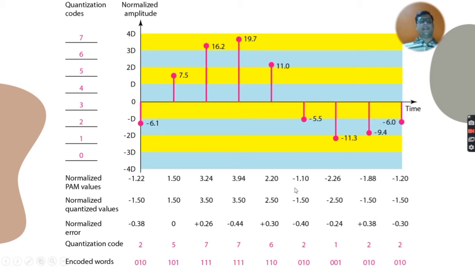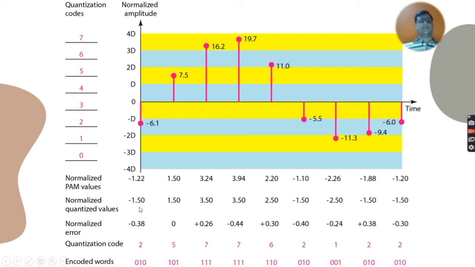Okay. So here you can see the normalized quantized value is identified first. First of all, we are going to identify the normalized PAM values. Now normalized PAM values are represented with the normalized quantized value. So the normalized quantized value means it is the nearest value. If it is 1.22, the nearest value is 1.5. If it is 1.50, fine. If it is 3.25, near about it is 3.50. If it is 3.94, near about it is 3.50. So 2.20, 2.50. So these are the nearest values.